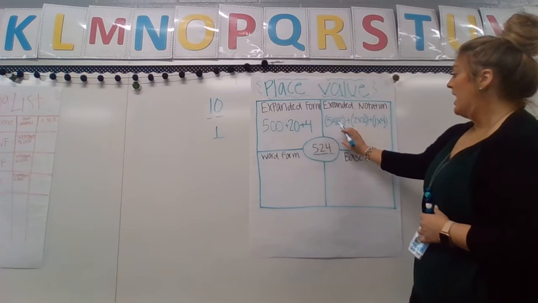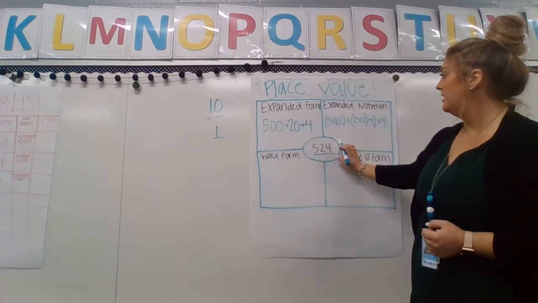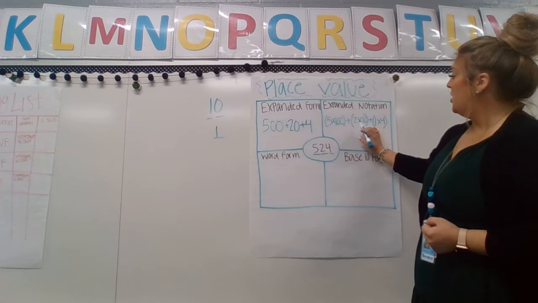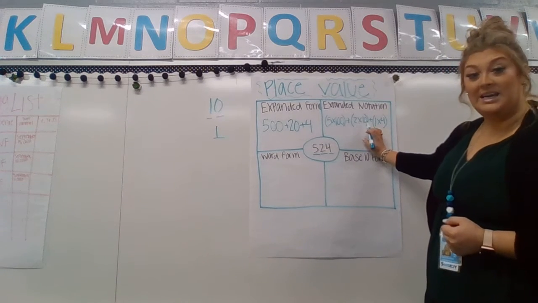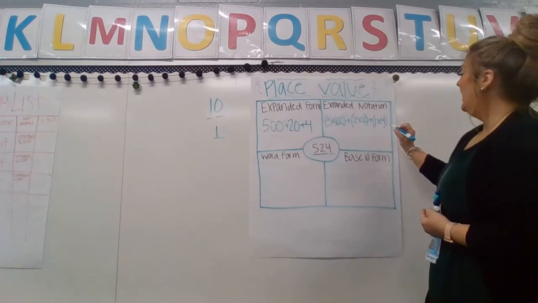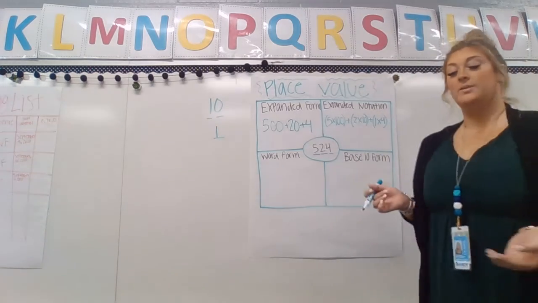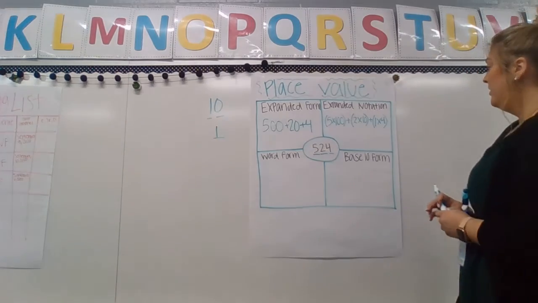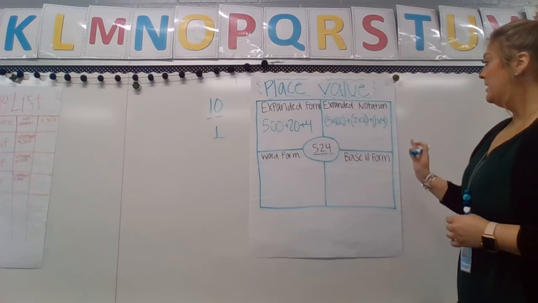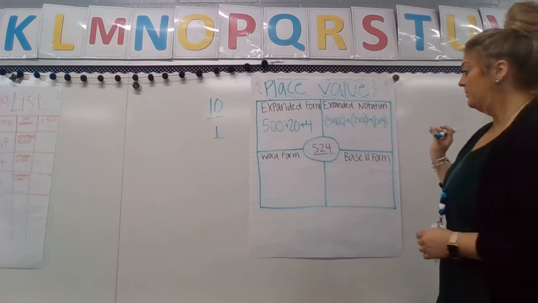So we know that 5 times 100 is 500. And then we know that 2 times 10 is what? 20. And then 1 times 4 is 4. So that is our expanded notation for 524.